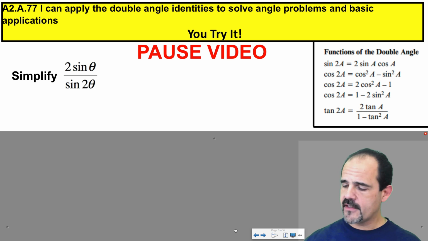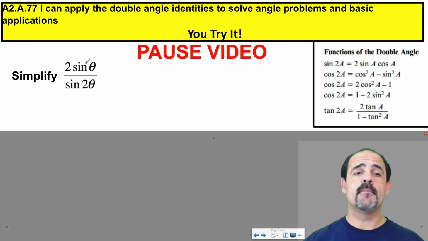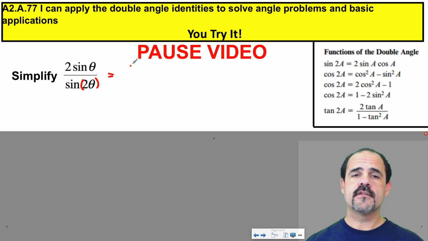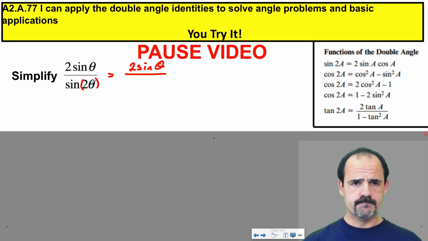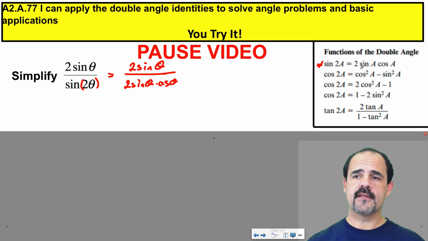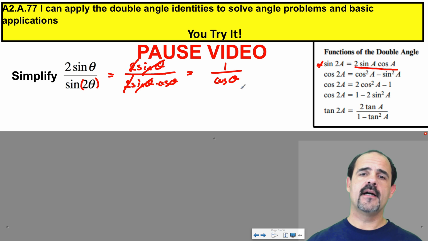Okay, another simplification problem. You can't do anything on top. It's not a sine squared, so I don't think you can switch it for Pythagorean. The bottom is a double angle, though. You see the double angle? So I know I can switch it. That's going to be 2 times the sine of theta over sine of 2 theta, which is equal to, we only got one choice for this one, remember, the sine of 2 theta is 2 times the sine of theta times the cosine of theta. Got that from right here, right? So let's go ahead and cancel our way to heaven. And we're left with 1 on the top and the cosine of theta on the bottom.